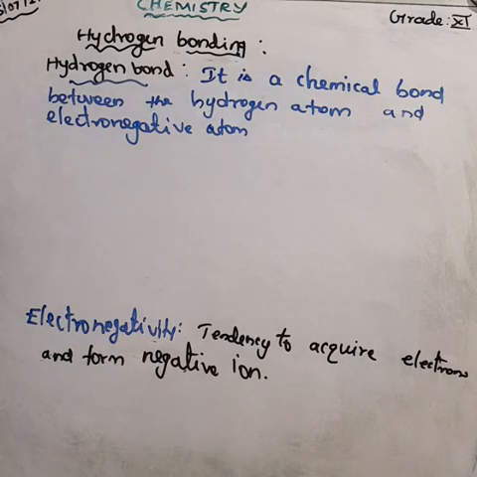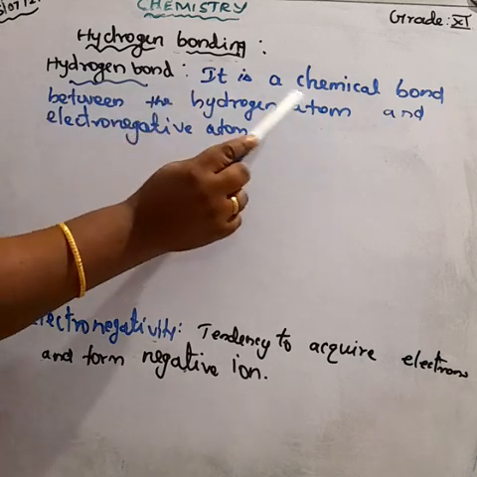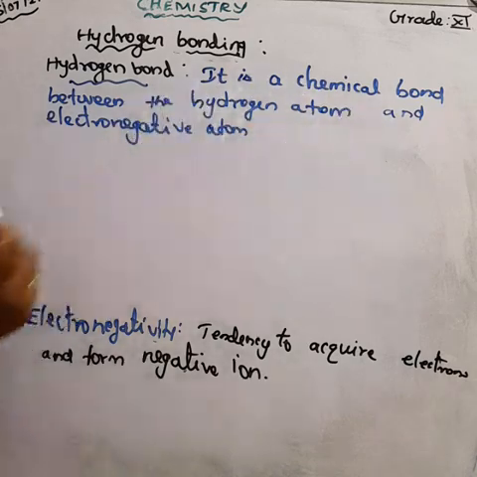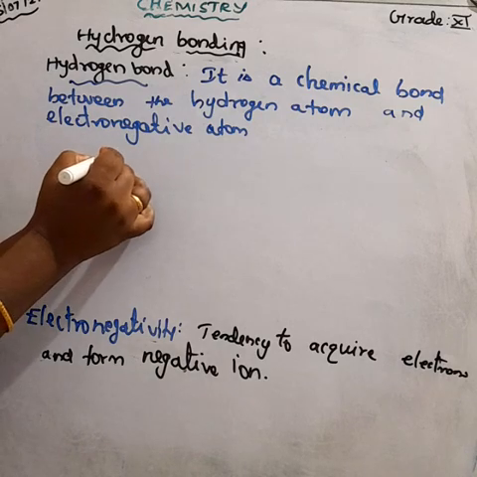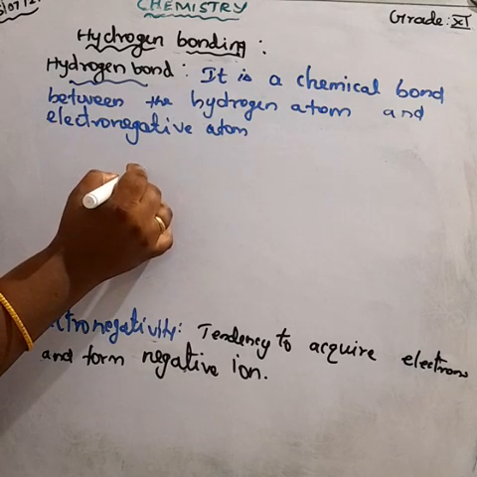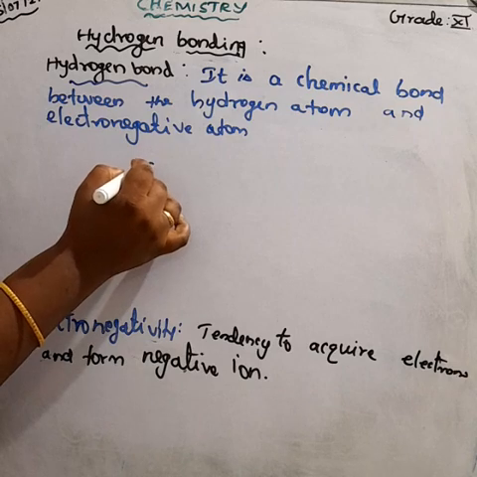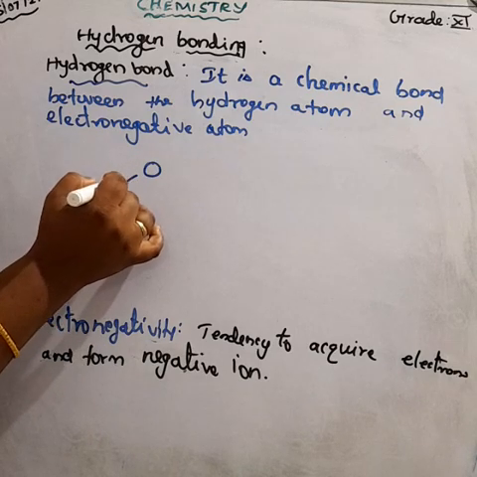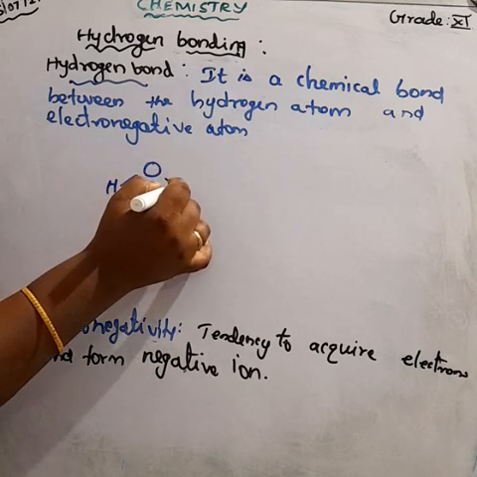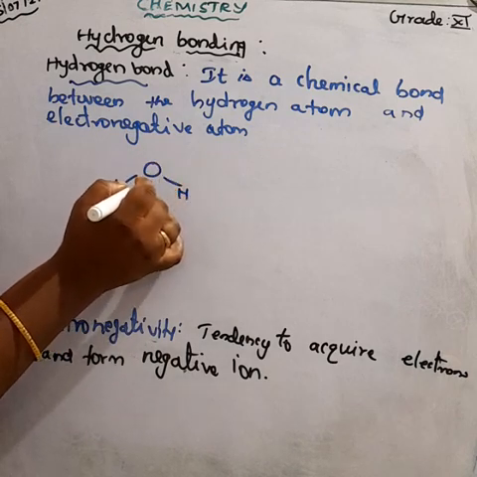A hydrogen bond is a chemical bond between a hydrogen atom and an electronegative atom. An example of hydrogen bonding is H2O. H2O means water. The structure of water means an oxygen atom combined with two hydrogen atoms. This is the water molecule.